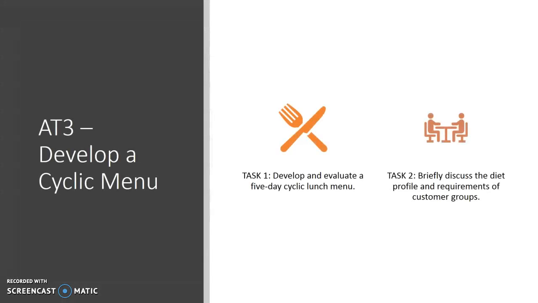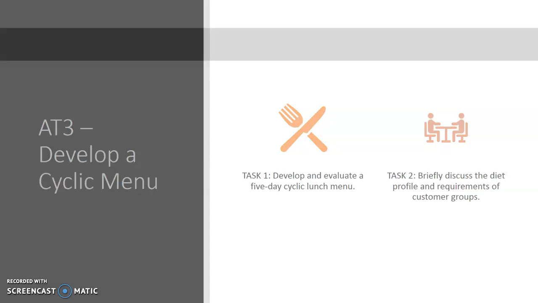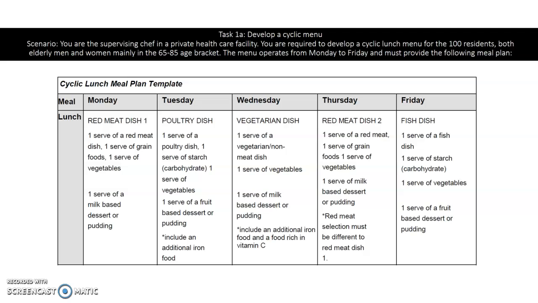Assessment Task 3 is developing the cyclic menu, and it's broken into 2 tasks. Task 1 is developing the menu, and Task 2 is discussing the profile and requirements of different customer groups that the cyclic menu can be used for. This is just a quick template of what the cyclic menu can look like. Obviously we're doing it over 5 days, and it's going to be for a nursing home. We'll look at a lot more detail of this when we get to module 3.